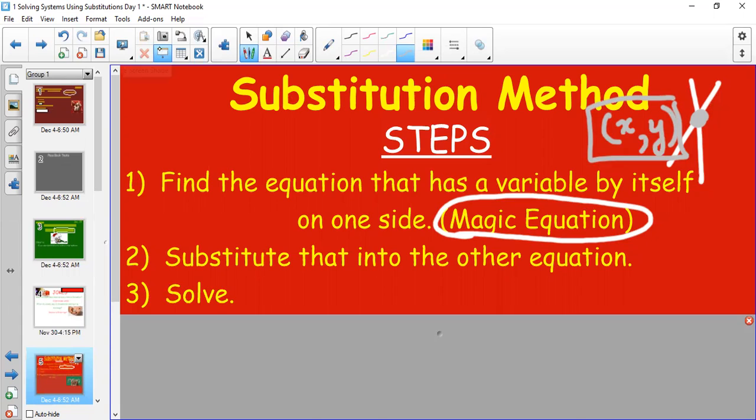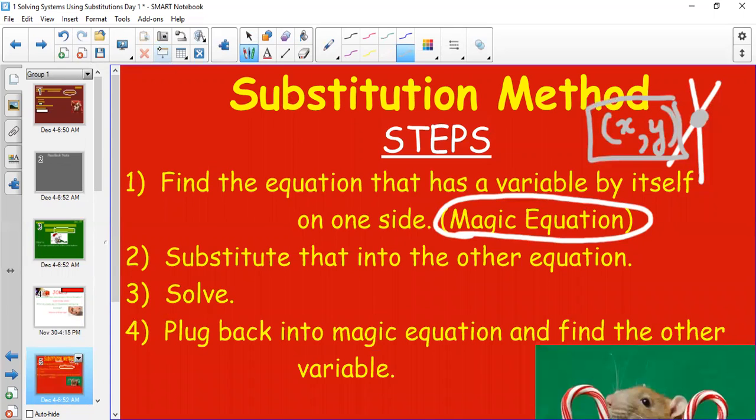So step 4, which is the step a lot of people forget about, is to plug in the variable that you just solved for back into the magic equation to find the other variable. So you're going to get x, and then to find y, you have to plug it back into the magic equation.